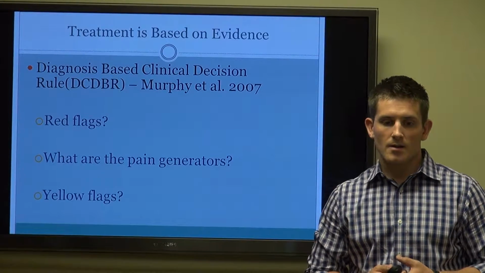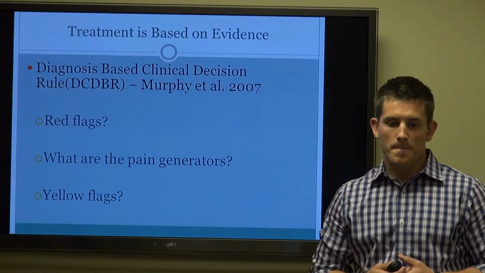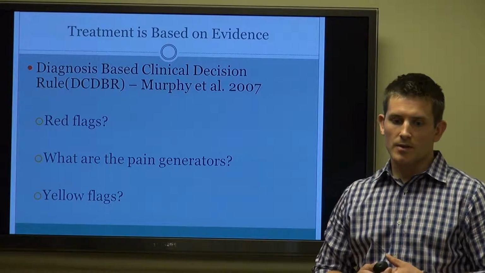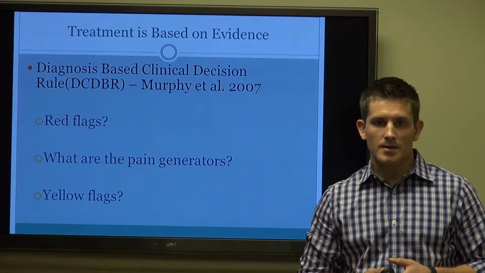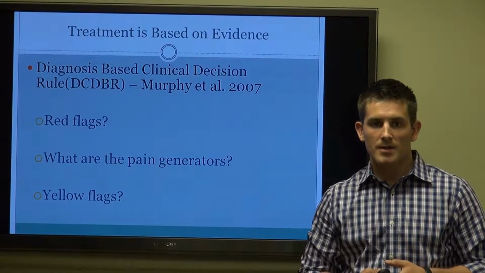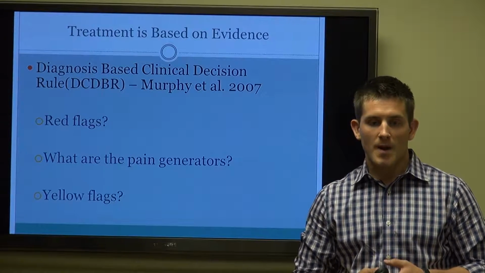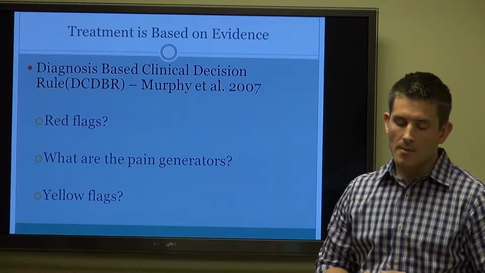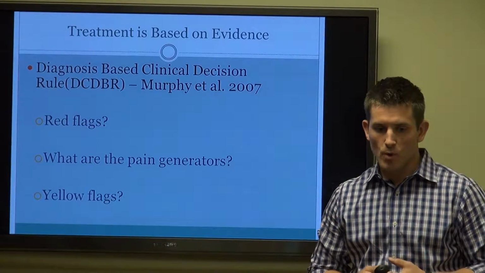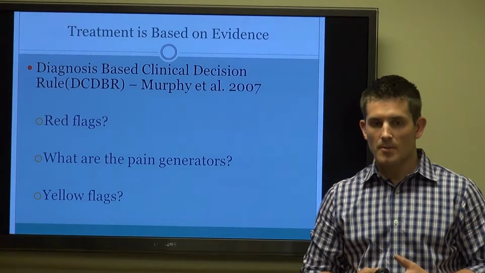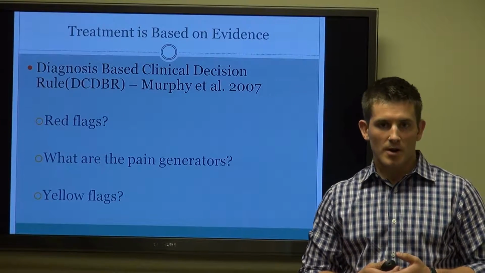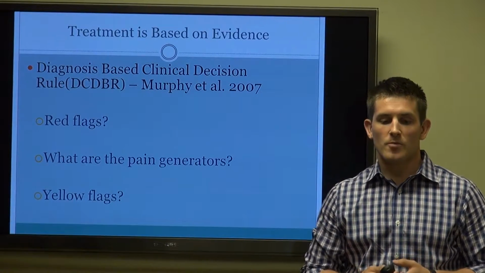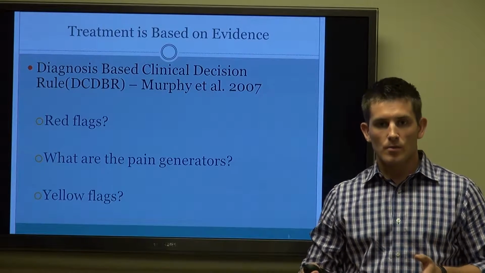So treatment is based on evidence. We use what's called the Diagnosis-Based Clinical Decision Rule, or the DBCDR. This was formulated by Dr. Donald Murphy of the Rhode Island Spine Center, along with a few others back in 2007. Basically, we start off by asking three simple questions. Are there any red flags? Now, based on the current literature, red flags will present to a chiropractor's office about 2.7%. From there, we rule out the red flags.